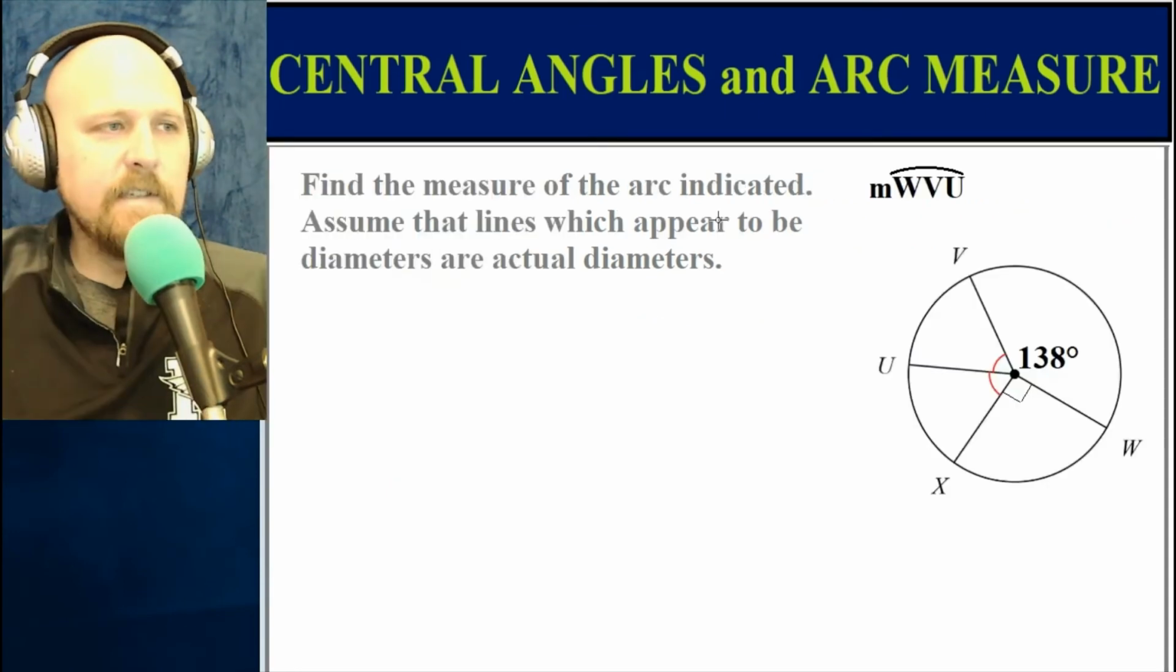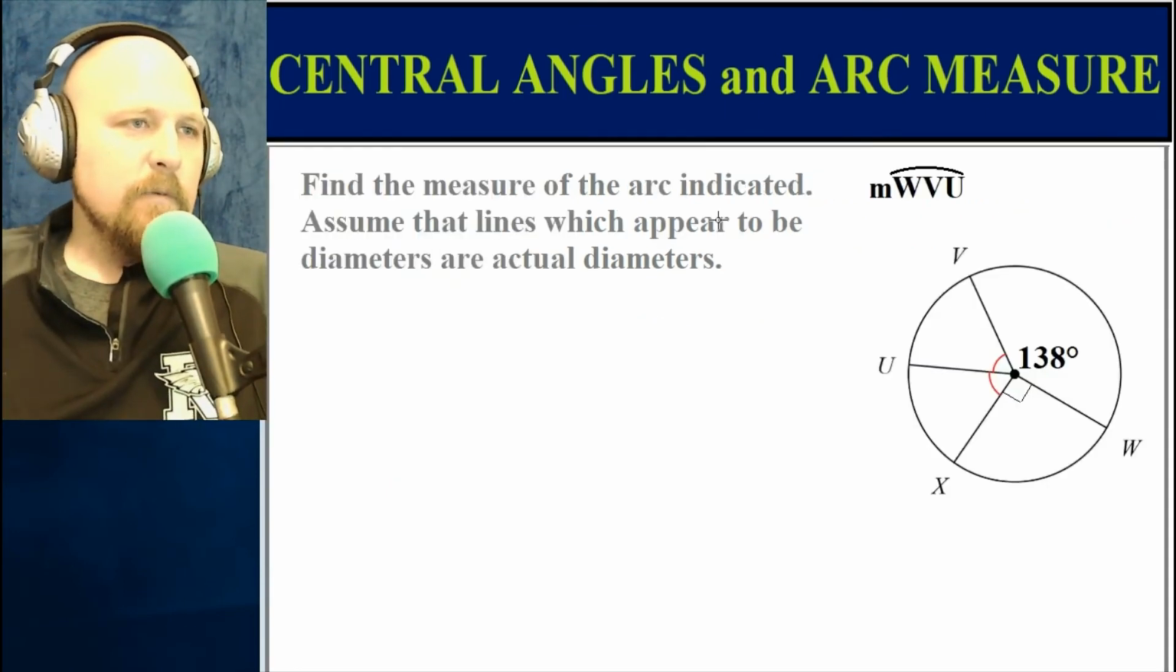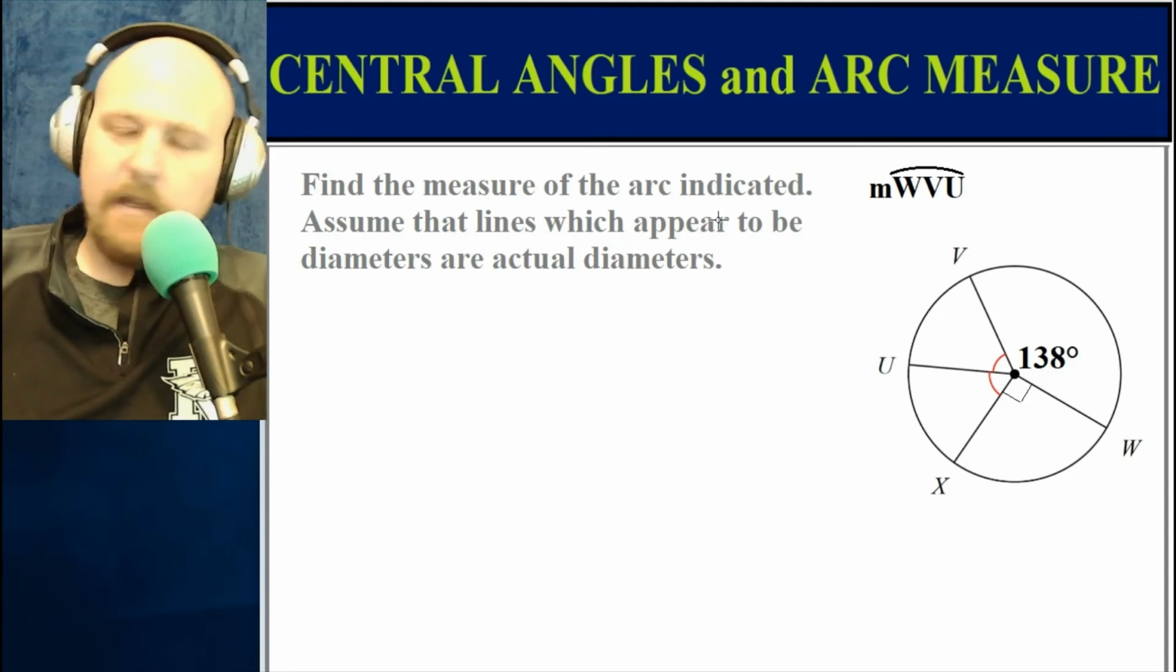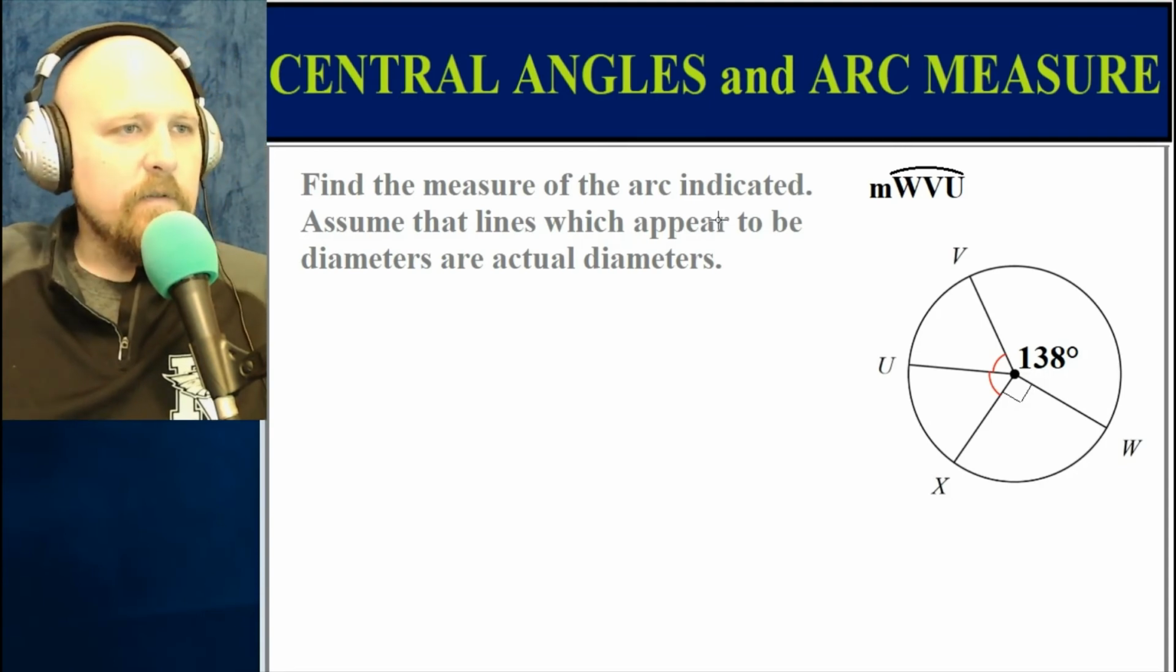In this last example that we're going to look at, we're trying to find the measure of the arc indicated, which is the measure of our arc WVU. So we have to go in this order. Notice if this arc just said WU, you would not know to go this way or this way. So you have to have that second letter there, or that middle letter, which is actually a directional letter. So we're going to find WVU.